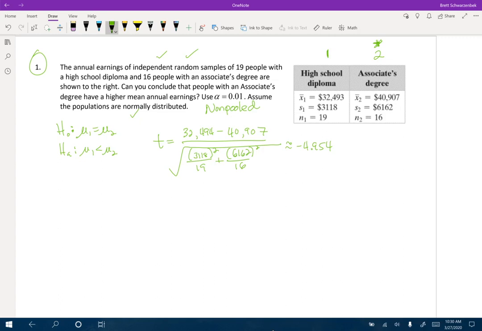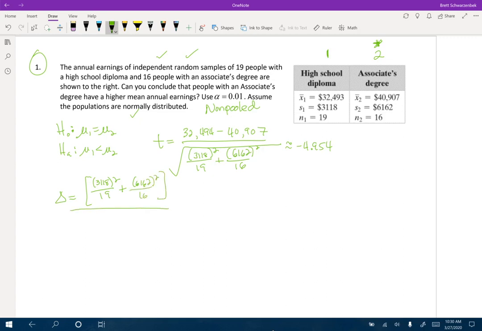So at this point, we can say, all right, well, we could literally go to TCDF and figure out this p-value right away, but we have one thing in our way in a non-pooled statistic. We need to figure out the degrees of freedom, and it's not going to be 19 plus 16 minus 2. Instead, it's going to be our delta calculation. So here we go again, a very large calculation. So we're going to get 3118 squared over 19 plus 6162 squared over 16.